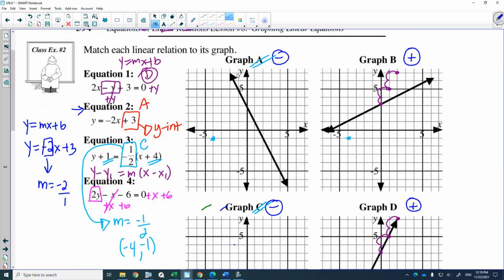So we know it's going to be this one. And I'm just going to double check. From 3, was it 1 over 2? Rise of 1, run of 2. You just got to keep getting back to your line. Okay.